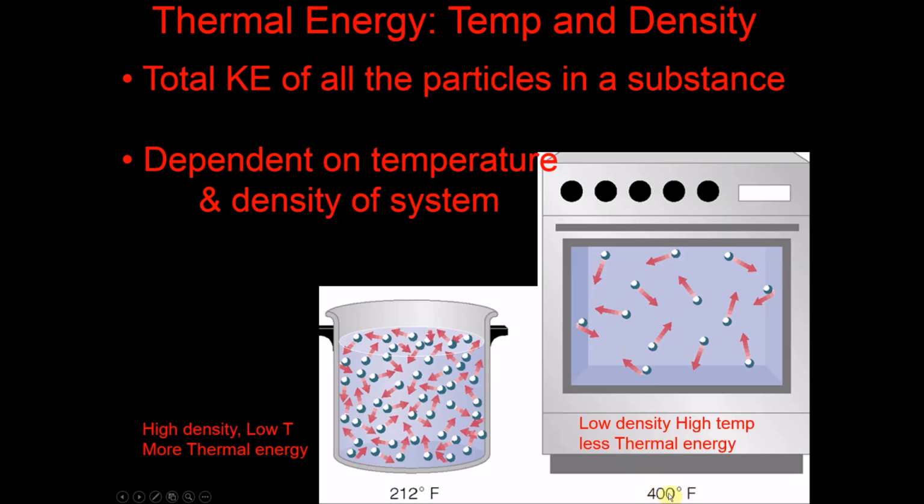So even though this oven is at 400 Fahrenheit and this pan is only at 212, we end up with less thermal energy here because there are fewer particles in the system. When you count up the thermal energy of all these individual particles, you'll end up with a lower energy than you will here, where you have more particles. So temperature is not always a direct gauge of thermal energy.